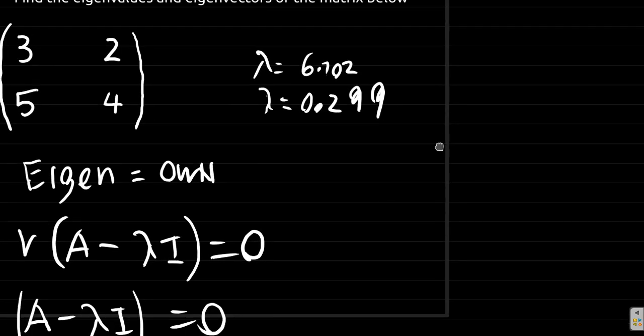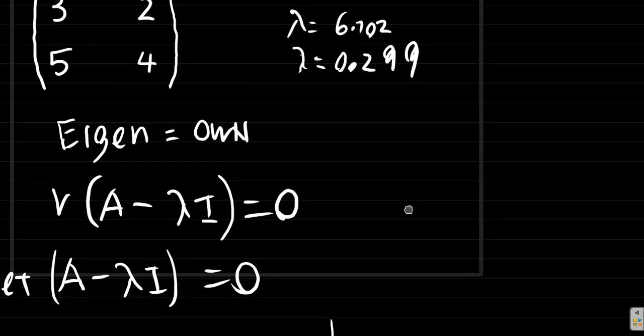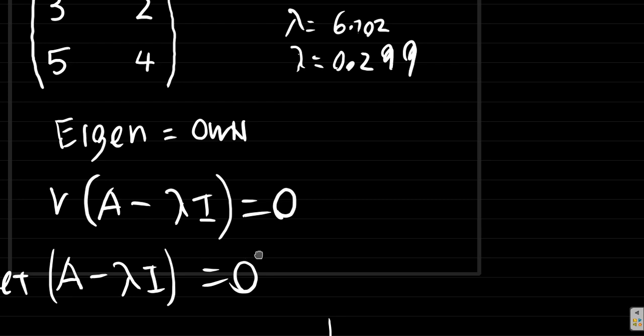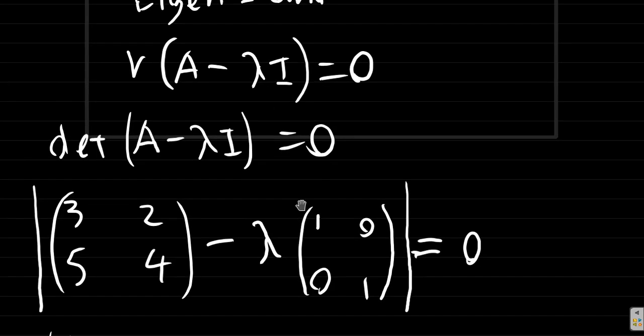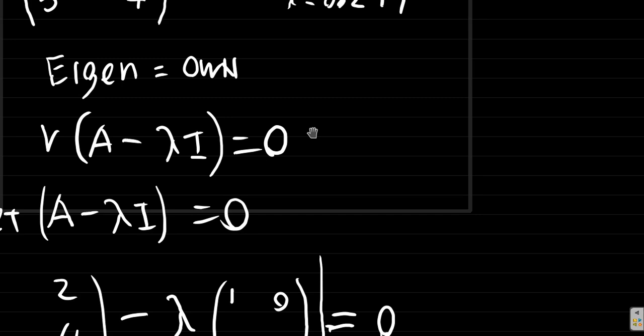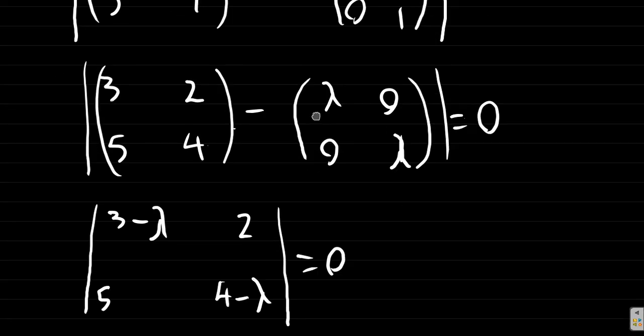So here, the vector times A minus lambda I is equal to 0. Alright? So, A minus lambda I. What was A minus lambda I again?